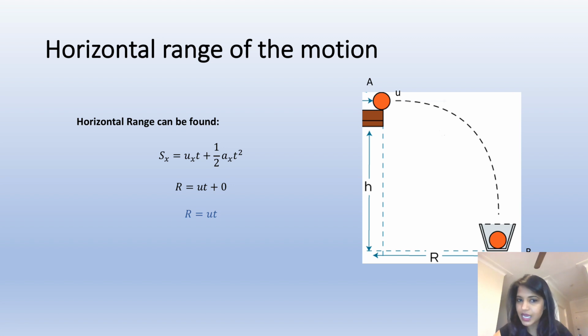Again, I'll apply the same equation of motion, s equals ut plus half at square, but I'm using the horizontal components. That's why I'm using the subscripts as x, right? Now my sx over here is the range R, whereas ux was my initial velocity with which I was projecting my object in horizontal direction, that is u. t is the time of flight. Now because the acceleration in the horizontal motion is 0, my range comes out to be velocity times time, because of 0 acceleration in the horizontal direction.